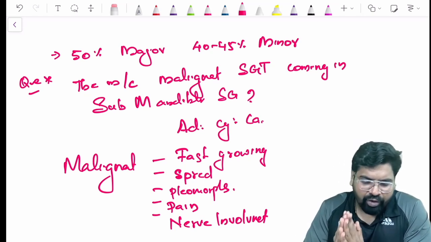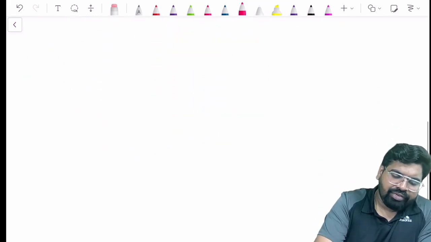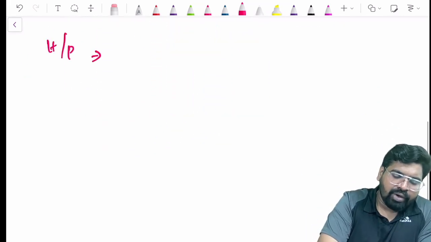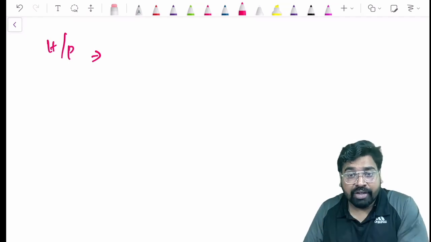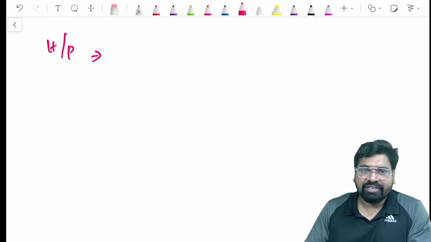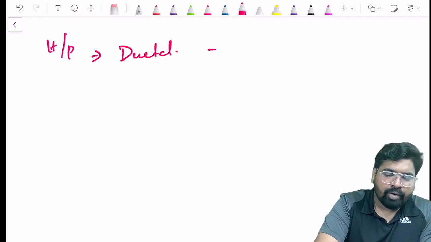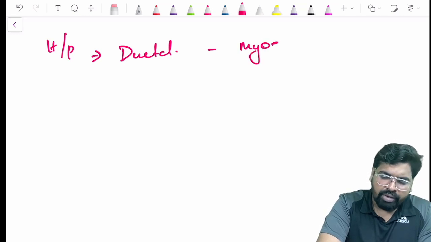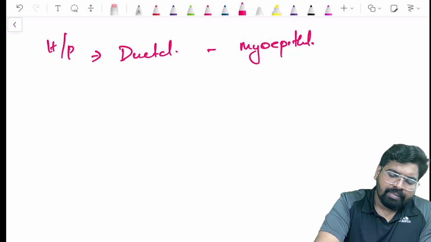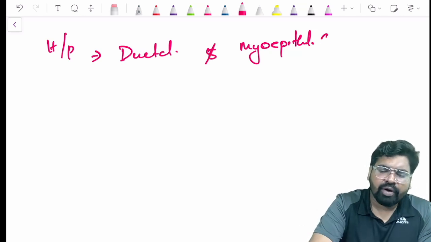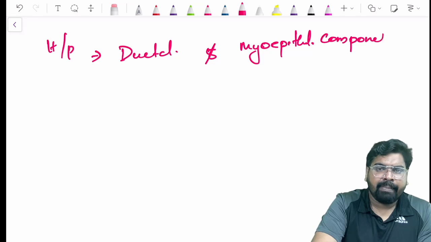Now if you see the histopathology, I told you adenoid cystic carcinoma is a biphasic tumor. It has both the ductal component and the myoepithelial abluminal component. So both ductal and myoepithelial components are there, making it a biphasic tumor.